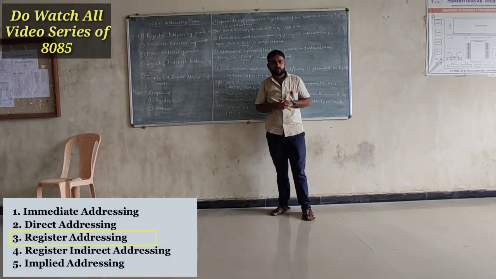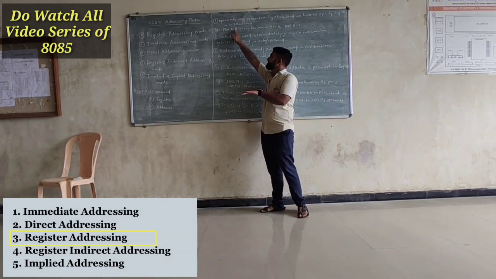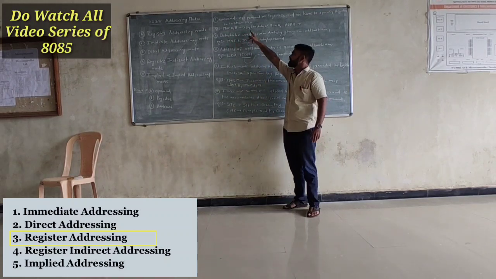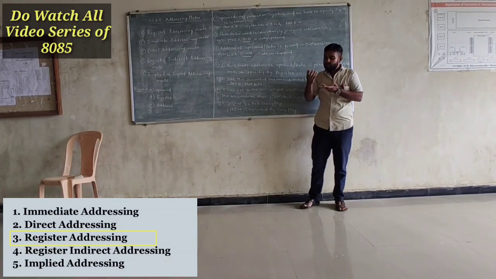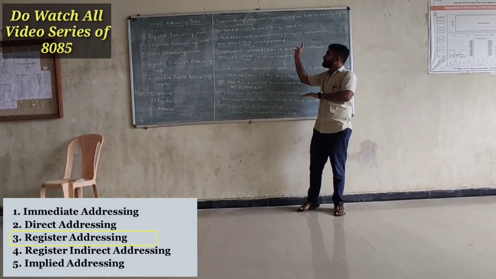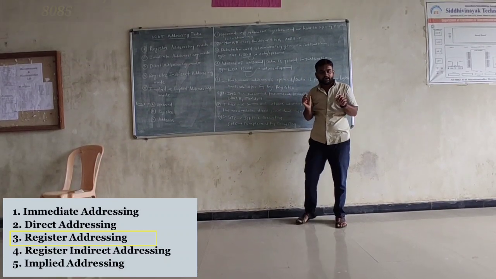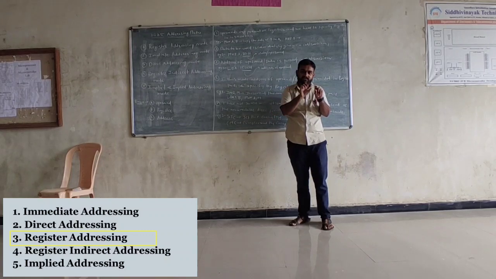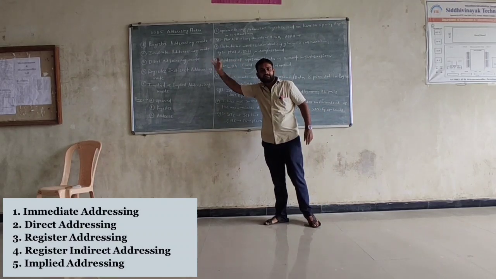What is the meaning of MOV A, B? Whatever content is saved inside register B gets moved to the accumulator A. Similarly, the second example is ADD B. What do we do in ADD B? Whatever content is inside register B gets added to the accumulator, and the output is saved in the accumulator. So what are we exactly doing in register addressing mode? We are specifying the name of a register inside the instruction. Because of that, this mode is called register addressing mode.